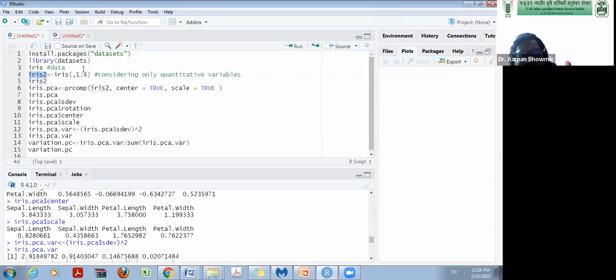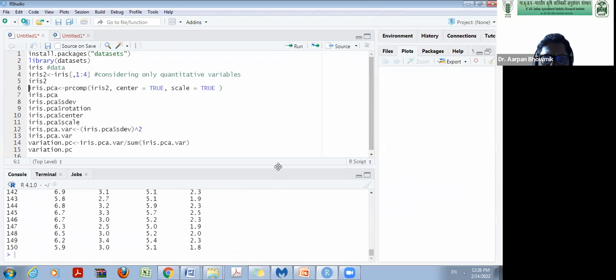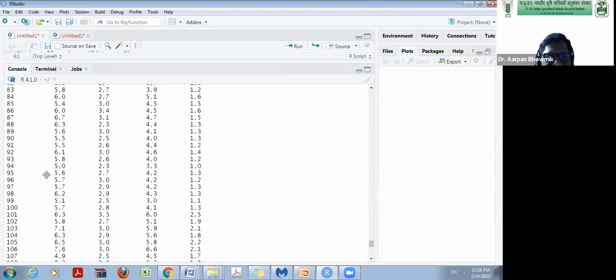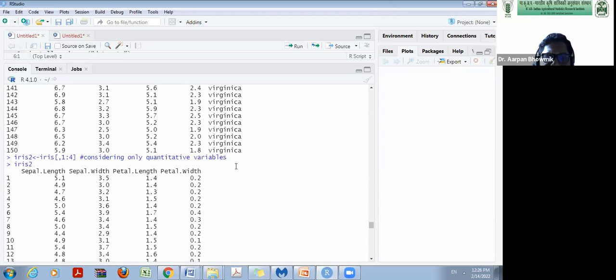Okay, so those are the first 4 columns of the iris data. Just execute it. So you see iris2 has been executed. Let us see what is iris2. So you see, this is the iris2 data. No species column is available with us. Now this is my data which I can use. So that's how you have to prepare the data.